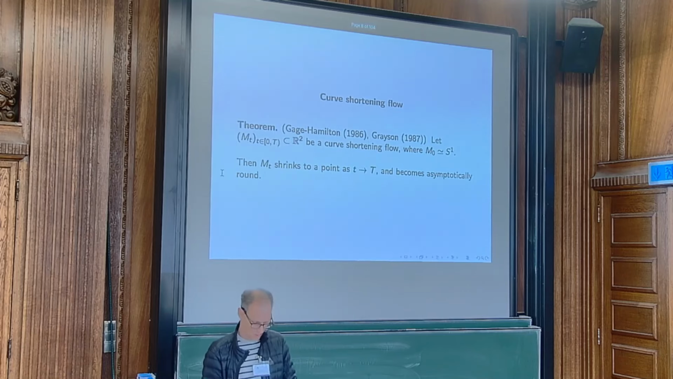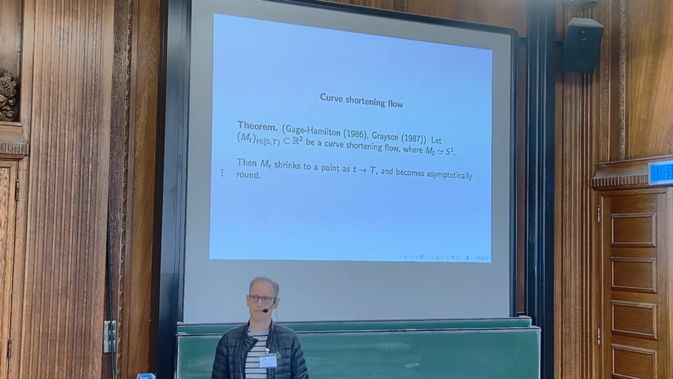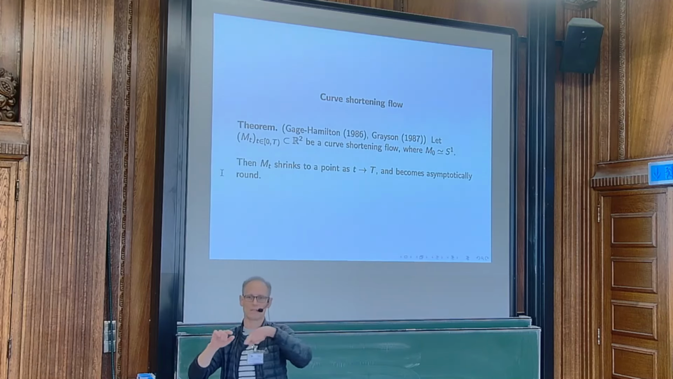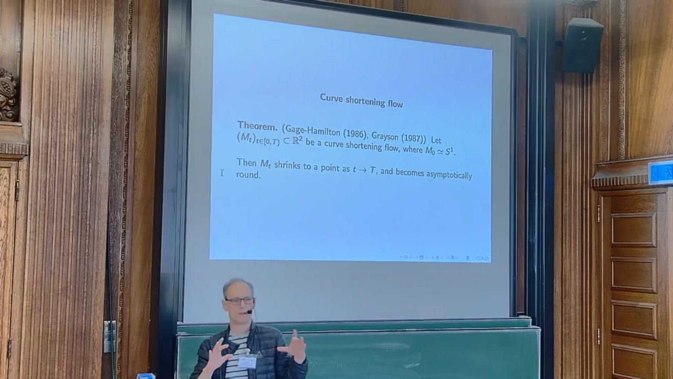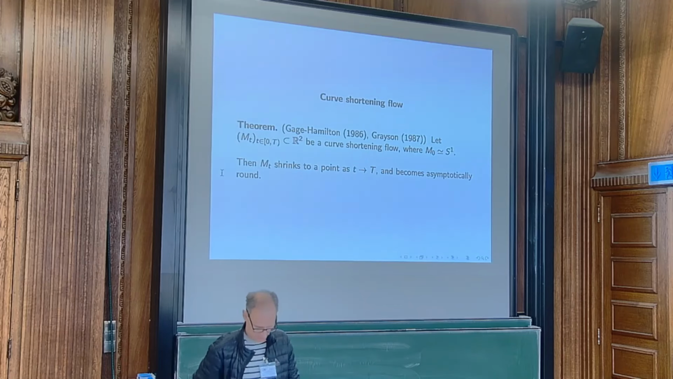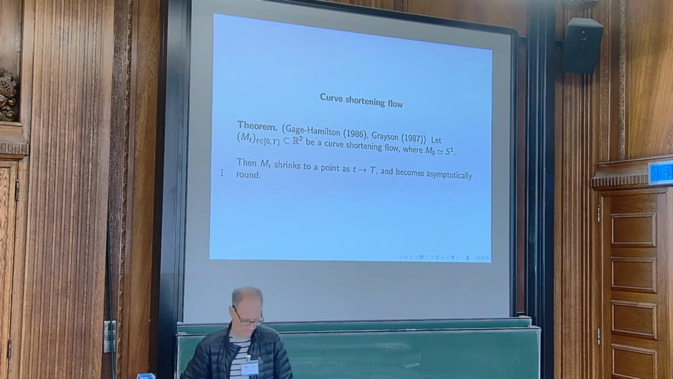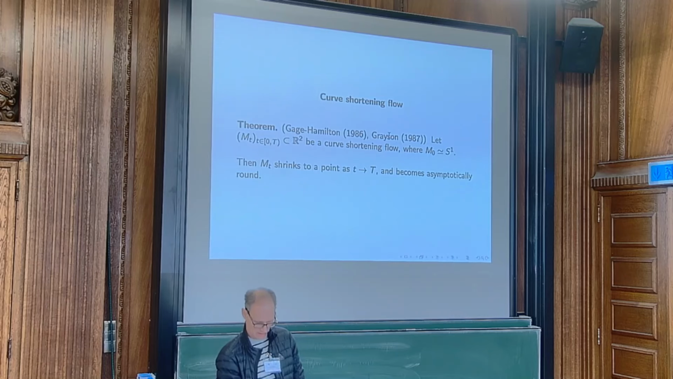So let's look at the simplest case: instead of looking at surfaces in R3, let's go down a dimension and look at curves in the plane. Now, curvature flow is just curve shortening flow, where we're looking at a curve whose velocity vector field is equal to the curvature vector. And you have this theorem of Hamilton and Grayson that goes as follows.